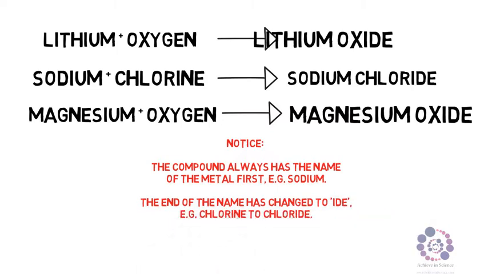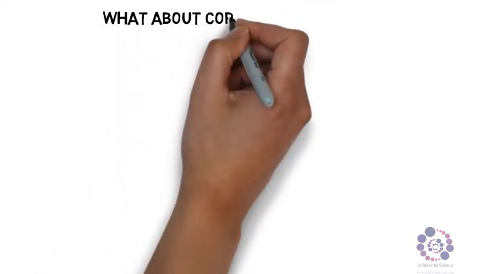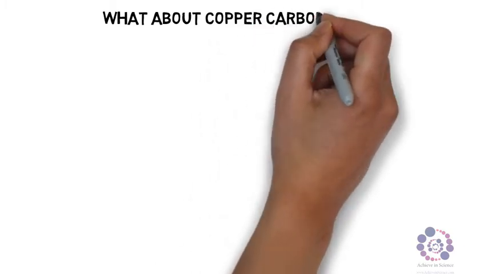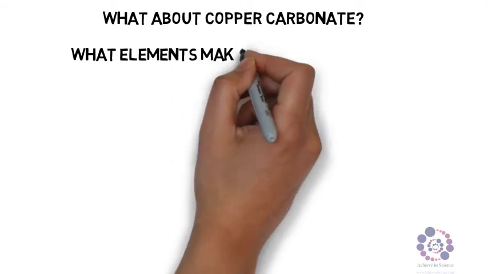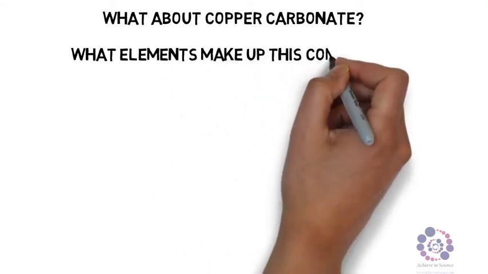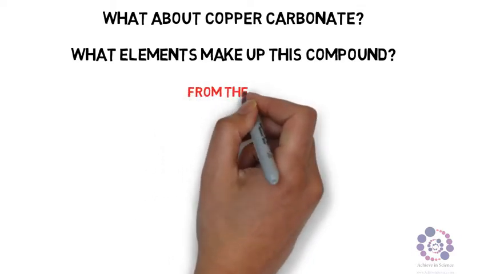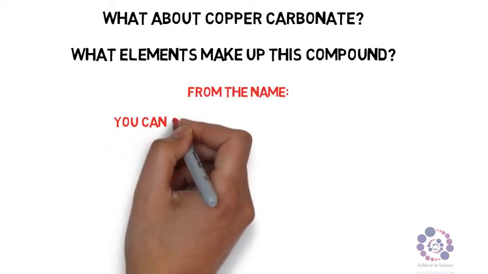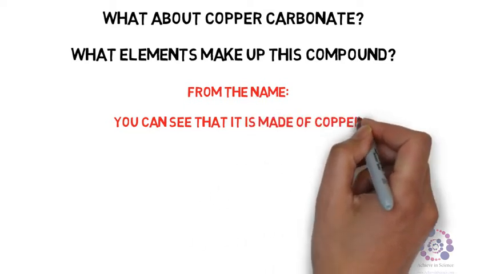What about copper carbonate then? Well, first of all, what elements make up this compound? Well, from its name we can see that it first of all contains copper. That's clear from the start of the name. But it also contains carbon, which can be seen from the initial part of the second part of the name, carbonate. But what does the end of the word mean?